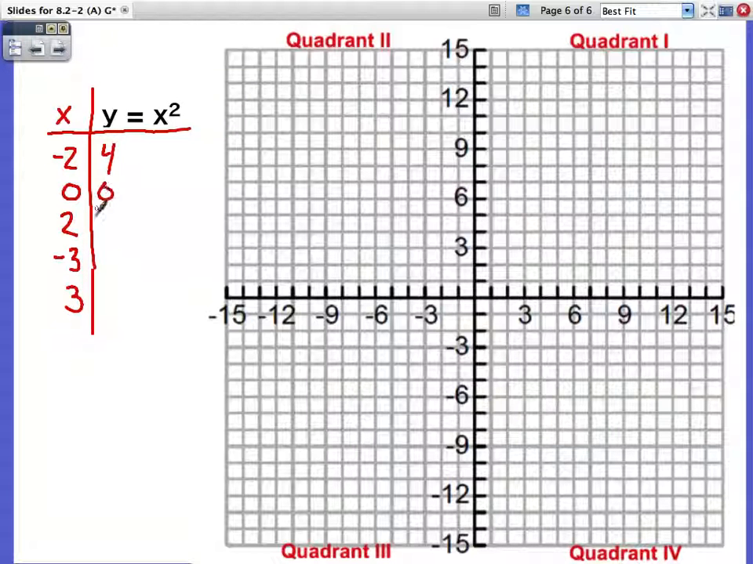0 would be 0, 2 would be 4, negative 3 times negative 3 is 9, and 3 times 3 is 9. When we graph these points, we get 0, 0 for this. Oh, I'm sorry, I should have done negative 2, 4 first. So negative 2, 4, 0, 0, 2, 4, negative 3, 9, and 3, 9. And it makes this beautiful, and I'm going to not draw it very well, but it makes this beautiful parabola, we call it, that goes on like this. But it is not a straight line.